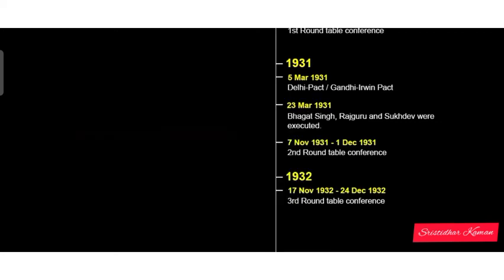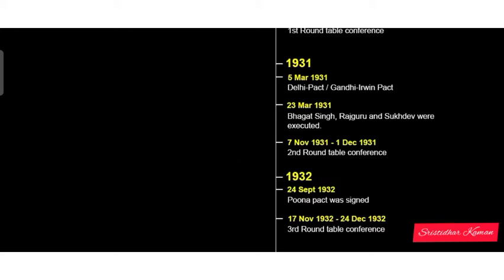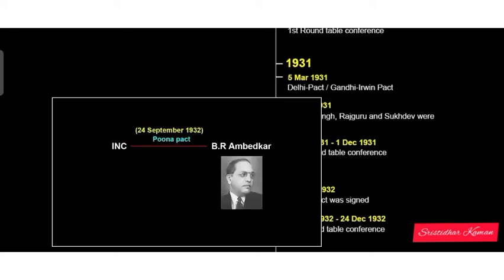Before the beginning of the third roundtable conference, in the month of September 1932, the Pune Pact was signed between the Congress and B.R. Ambedkar. So Madan Mohan Malviya was the president of the Congress Party in 1932. He represented most of the Hindus and the Congress Party. On the other side, B.R. Ambedkar represented the depressed classes.